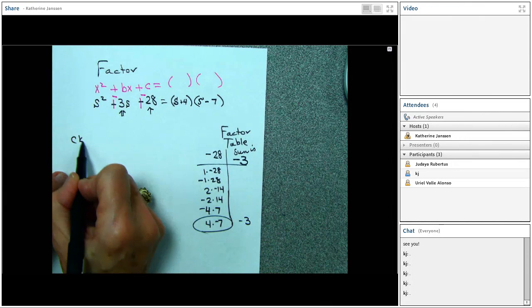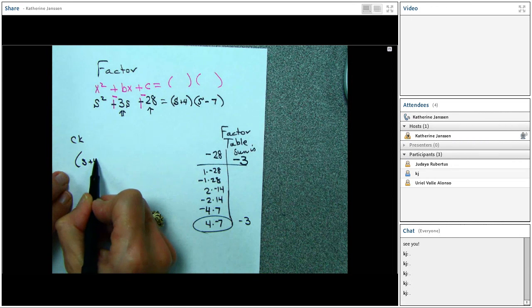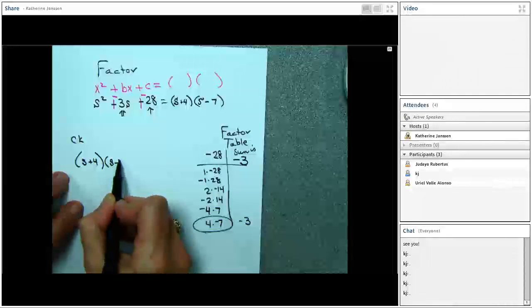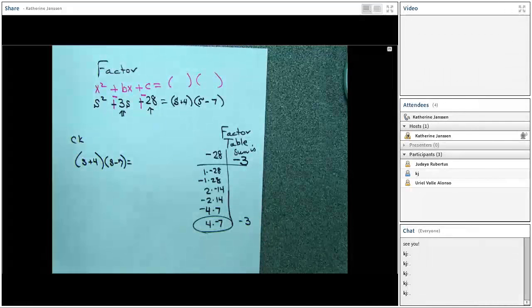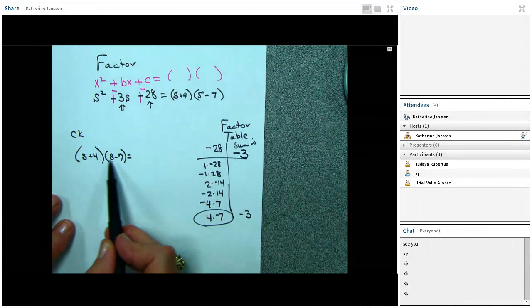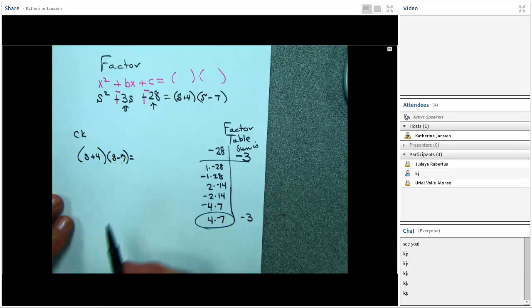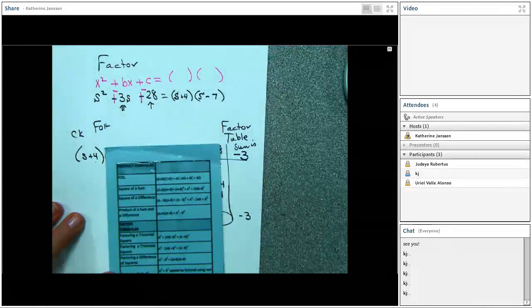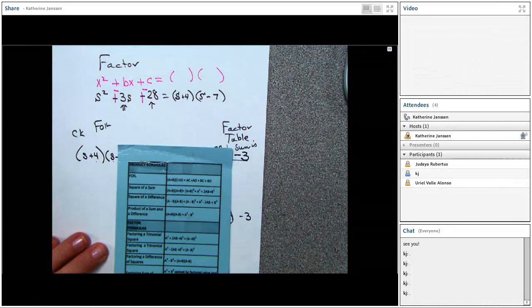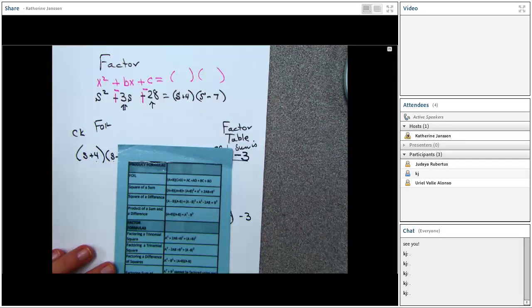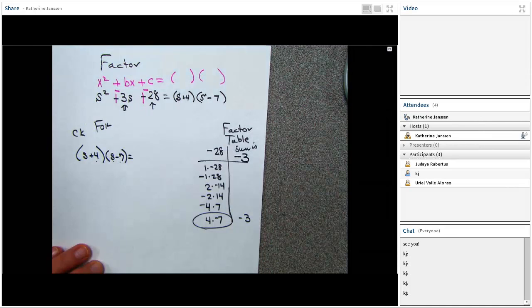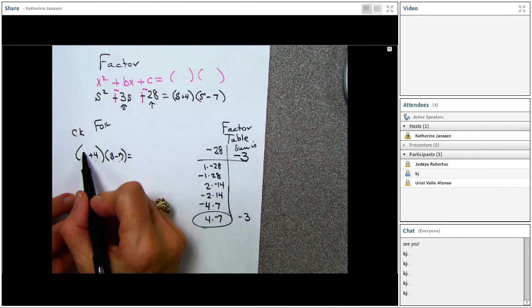So let's check. S plus 4 times the quantity S minus 4. Well, that's a binomial times a binomial. Are the first two terms the same? Yes. Are the last two terms the same? No. So I need to resort to FOIL, which is on my special binomial product form rules on my blue card. So I'm going to expand.